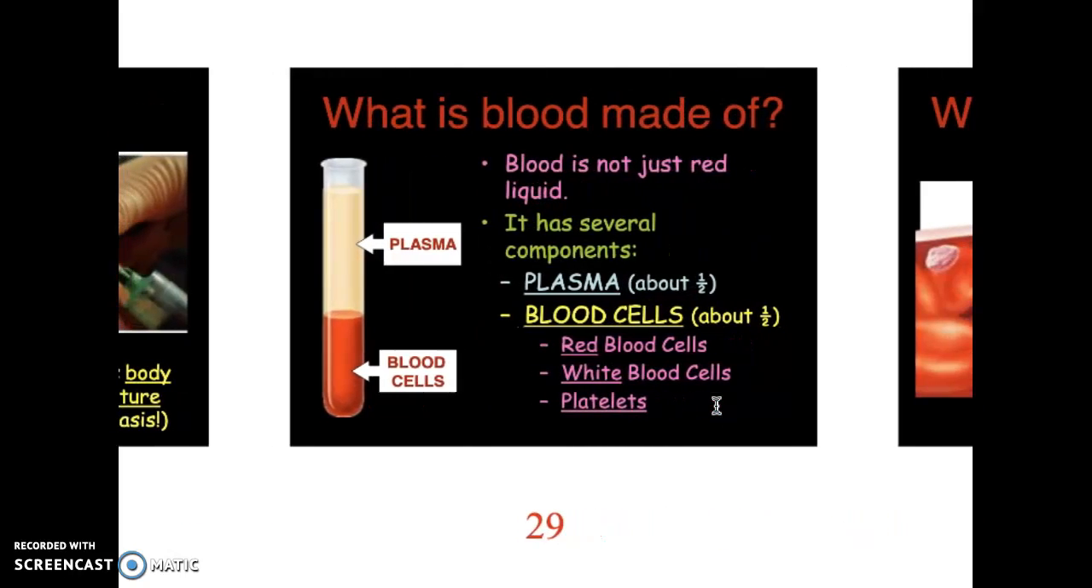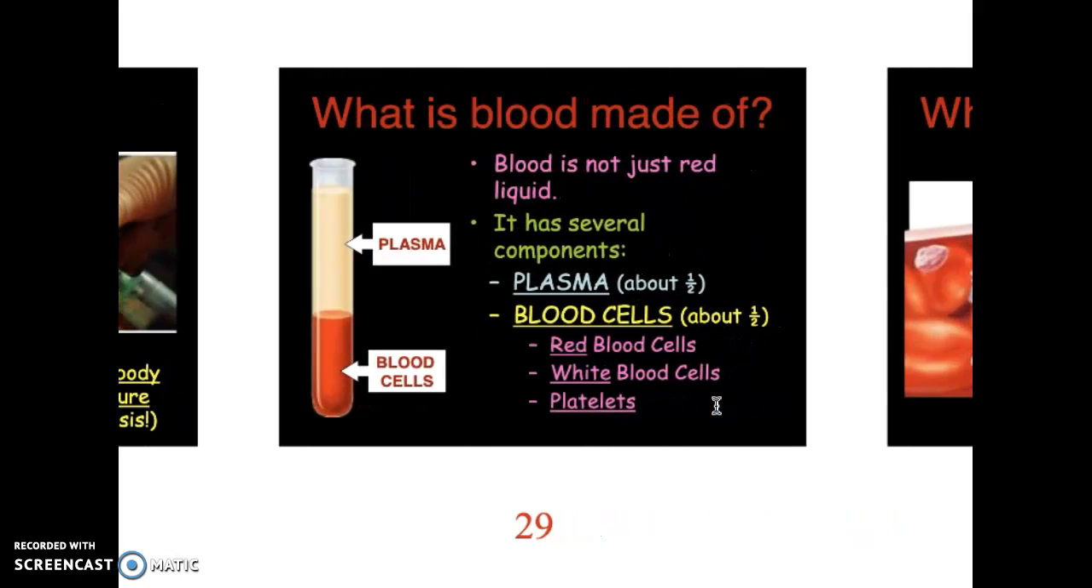Now you might be wondering, what exactly is the blood made out of? Well, blood is not just a red liquid like you see. It actually contains different components. As you can see in this test tube here, about half of it is made out of something called plasma. This is the liquid component of the blood. But it also has a lot of different types of blood cells, specifically 3 of them. There are the red blood cells, the white blood cells, and the platelets.